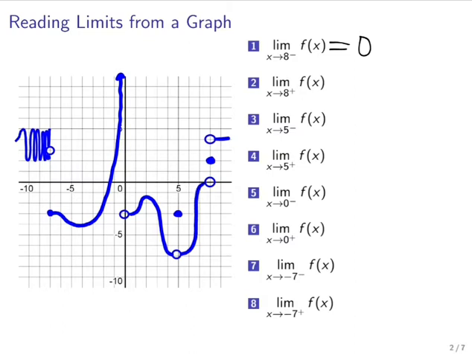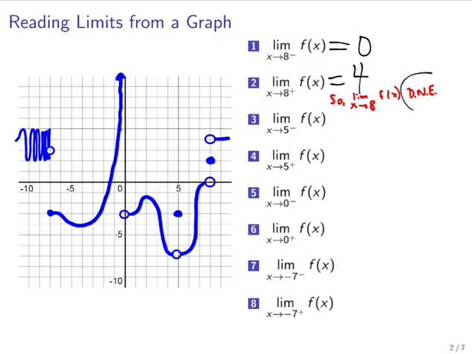Meanwhile, from the right, though, if I let x approach 8 from its positive side from the right, I see that the graph is up here, and it seems to be approaching a height of, that looks like 4. So I'm going to make a note of that. Looks like that limit is 4. And I'll quickly note that because those two values are different, therefore the limit as x approaches 8, the so-called double-sided limit, that doesn't exist.